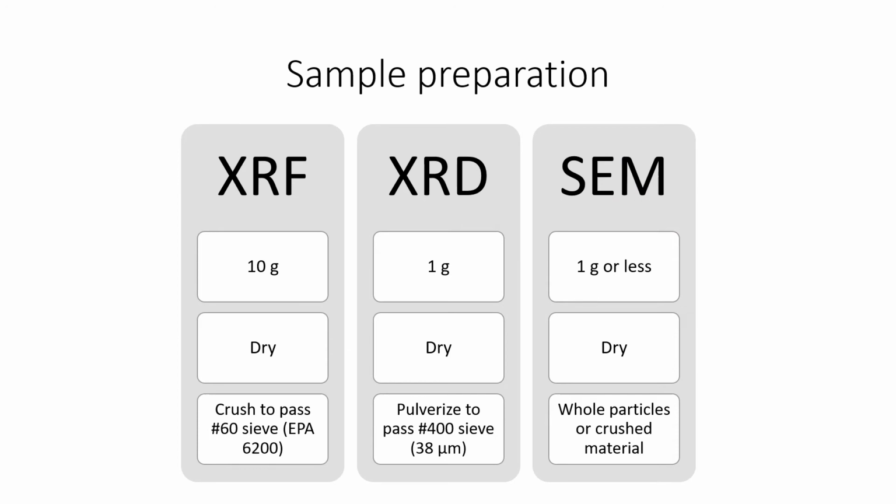For the sample preparation, the sample should be air-dried for at least 24 hours in a petri dish, usually under a hood. For the XRF, approximately 10 grams of dry material pulverized to pass a US-60 sieve will be adequate for the analysis. For our XRD analysis, a smaller amount, approximately 1 gram, is required, with further pulverization to a US 400 sieve. For the SEM, we can either use whole particles or even crushed material for our analysis.